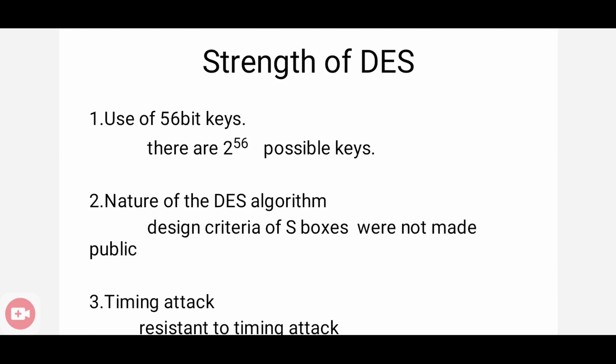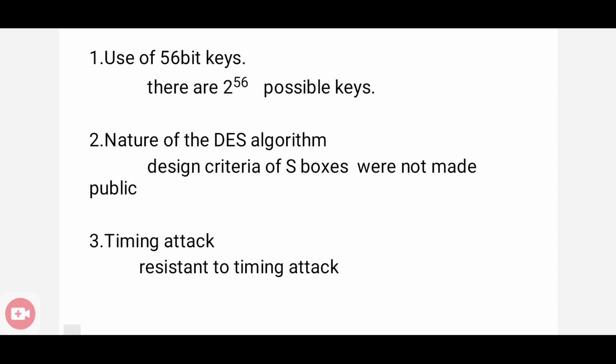Now, what are the strengths of DES? Actually, there are three main strengths. It uses a 56-bit key, so there are 2 raised to 56 possible keys, which makes DES strong. And by the nature of the DES algorithm, we are using S-boxes for the substitution mechanism, but the design of the S-boxes was not made public, so that's why the security or strength of DES is greater. And also it is resistant to timing attacks. So these are the three strengths of the DES algorithm. Okay, thank you.